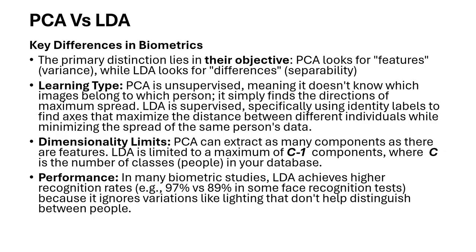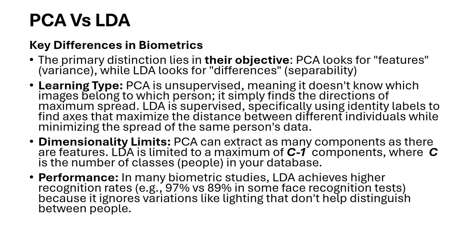Next, learning type: how it learns. PCA is unsupervised; it doesn't know which image belongs to which person. It simply finds the direction of maximum spread. But LDA is supervised, which means it needs labels. It uses the labels to find the axis, and based on that it maximizes the distance between different individuals and minimizes the spread of the same person.